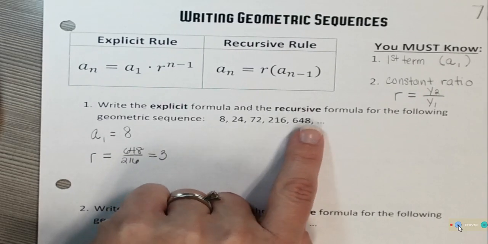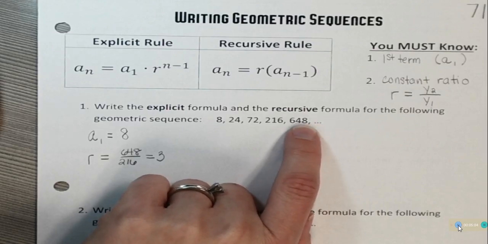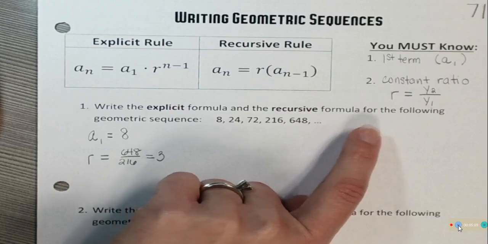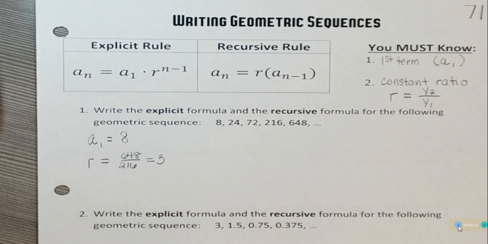So if I wanted you, like in elementary school when they said find the next 3 terms, what would you do to find the next term? Multiply by 3 and get that number. Multiply that by 3 and multiply that by 3. Okay? That's recursive when you just continue the pattern.